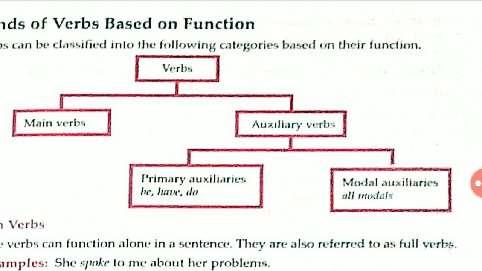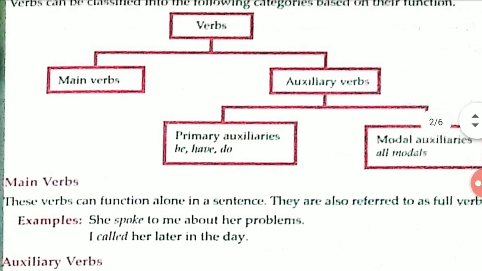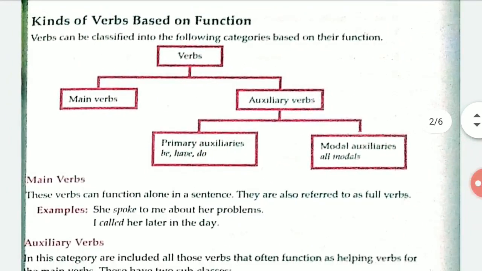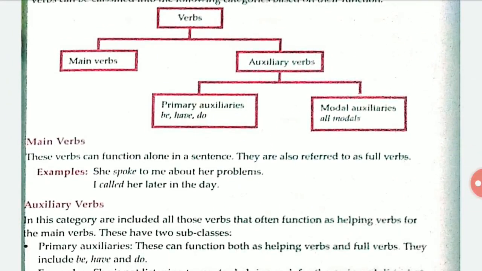Okay, now let's see what is this main verb. These verbs can function alone in a sentence. They are also referred to as full verbs. Means a main verb acts alone in a sentence. It doesn't need the help of any auxiliary verbs or whatever. It will work alone in a sentence. We can say main verb or full verb. A main verb does not need any auxiliary verb.